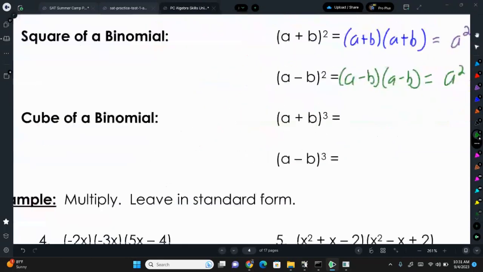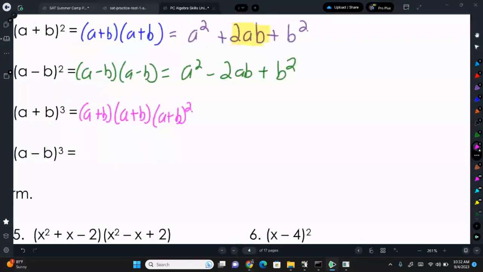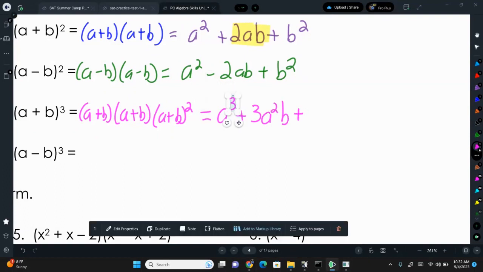Now, the cubes of a binomial. So we have a plus b quantity cubed and a minus b quantity cubed. Again, we could write it as this and multiply it out, but that is going to get time consuming to do that every single time. The shortcut we can say is a to the third plus 3a squared b plus 3ab squared plus b to the third power.